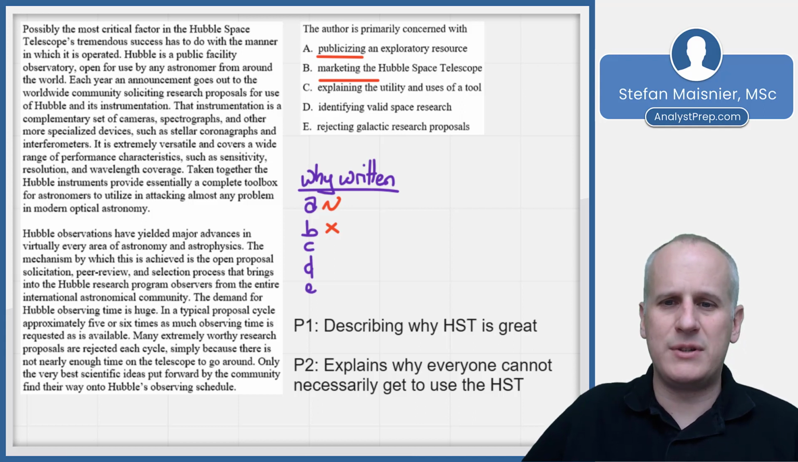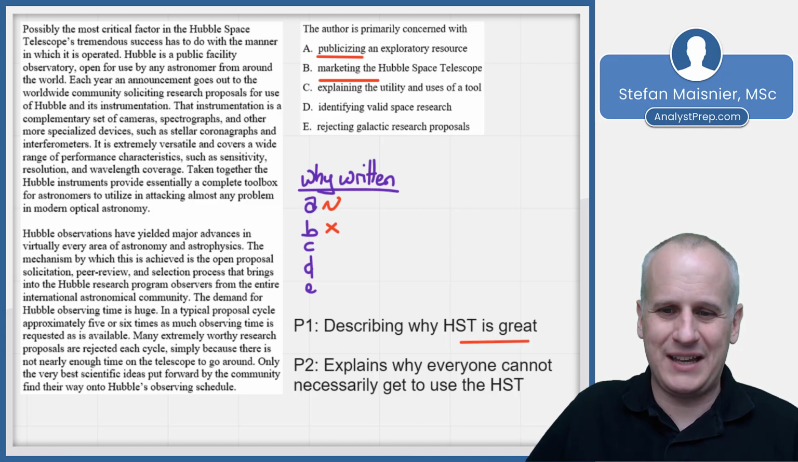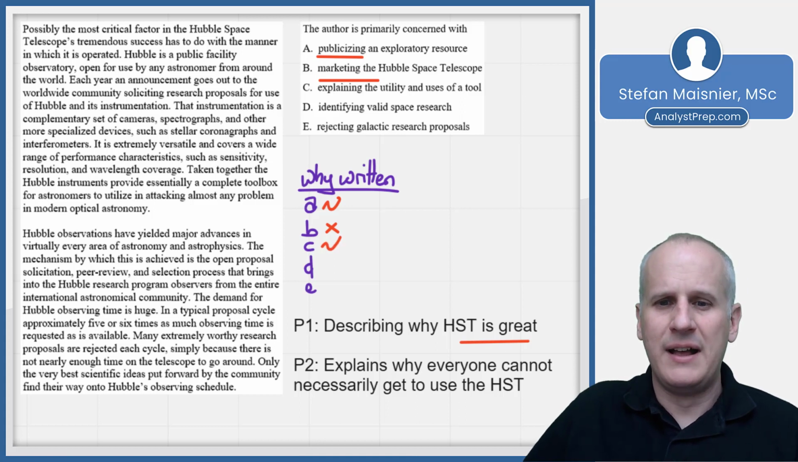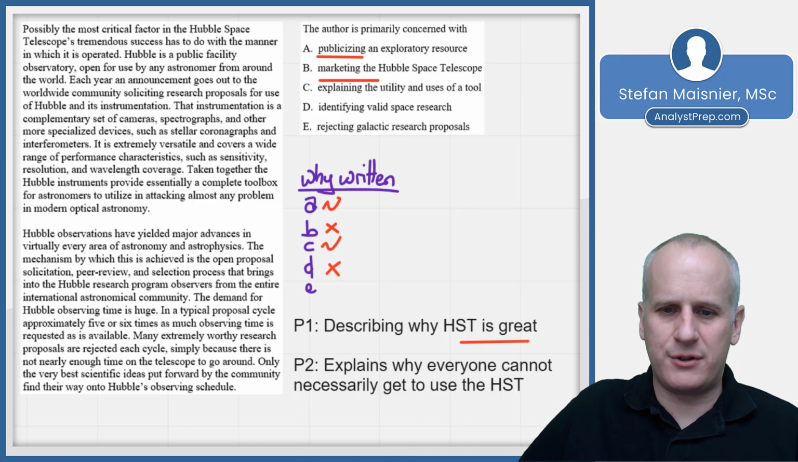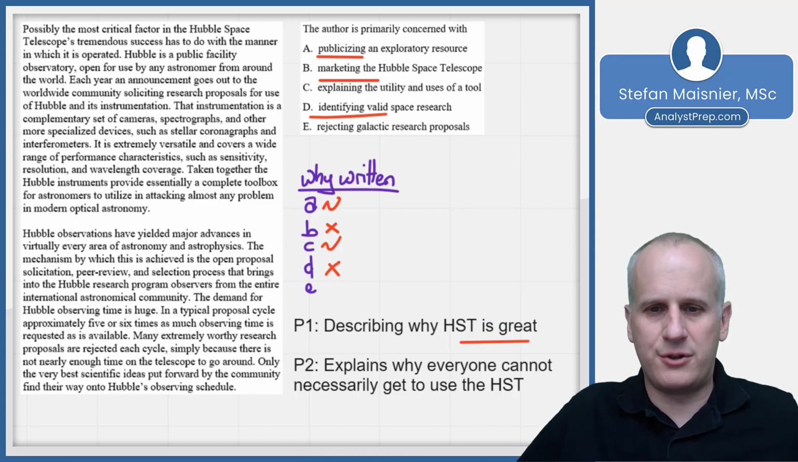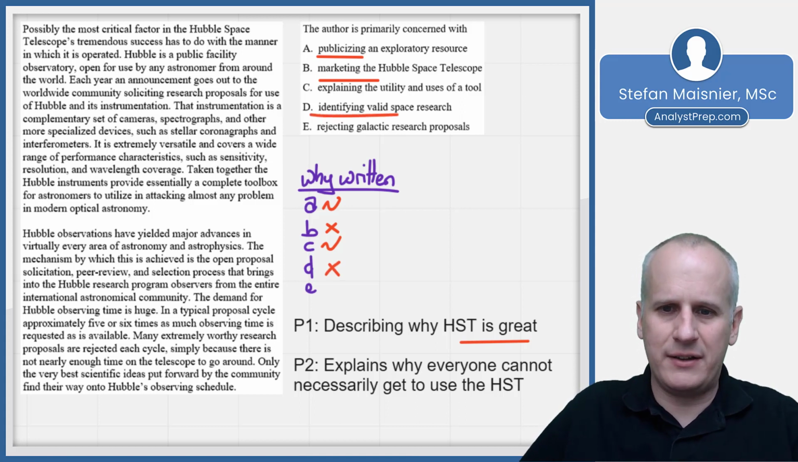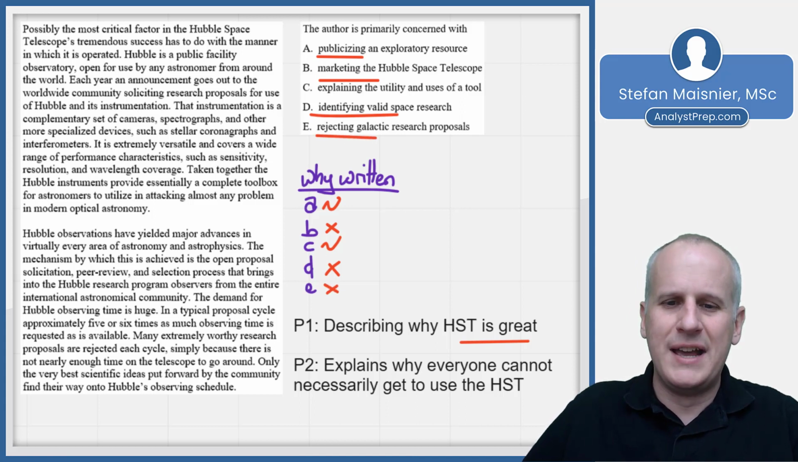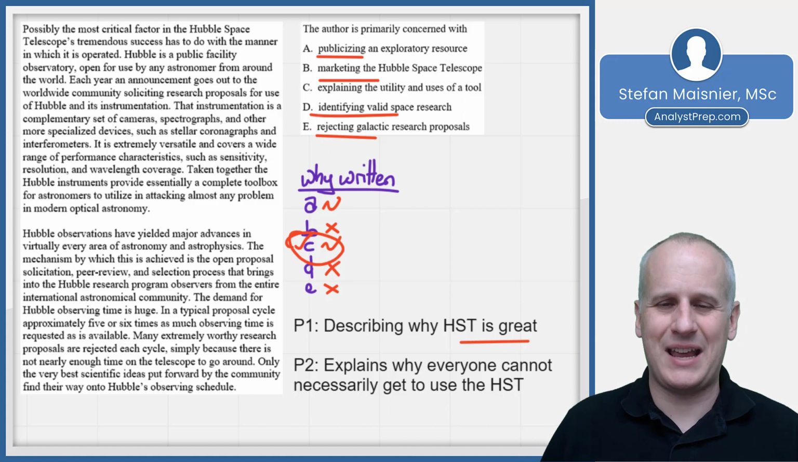Now, explaining the utility and uses of a tool. Well, we explained why it's great. And we talked about how not everyone can get to it, but I guess that's kind of using it. So we'll use that as a squiggle as well. Identifying valid space research. We don't say what makes the space research valid versus less valid. And we're not actually rejecting galactic research proposals. And when you come back up and you consider between the two squiggles, you're probably going to say, yeah, C is a better option because publicizing and marketing, if marketing's wrong, publicizing probably is as well.